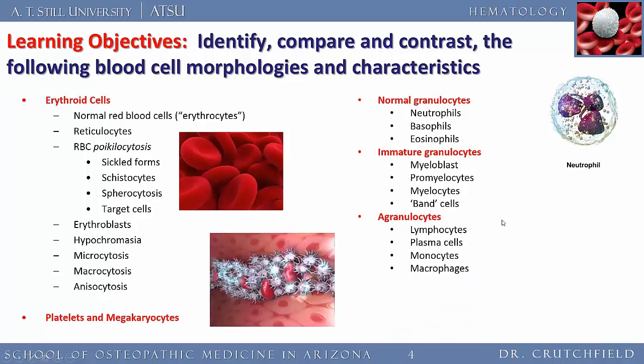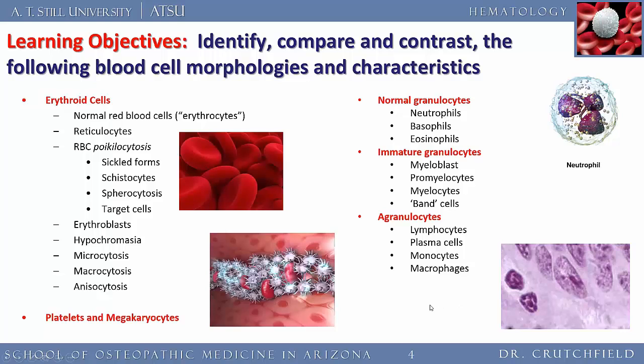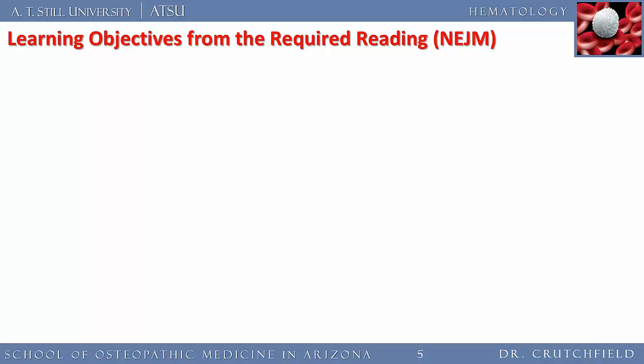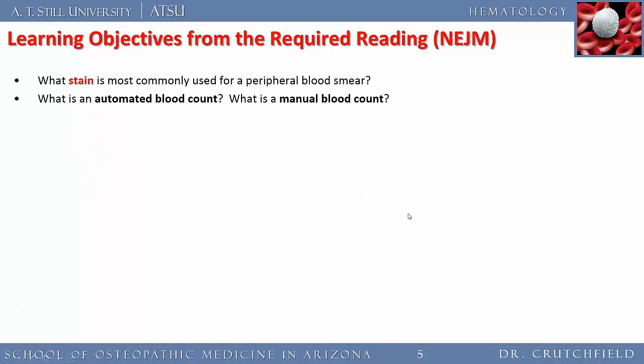And then we're going to take it down and look at some agranulocytes. As you can imagine, these are white cells that don't have granules: lymphocytes, plasma cells, monocytes, and macrophages. And so once we've gone through all of this, you'll get a better idea of what you're looking at under a microscope. So from the required reading, I also have some questions that I want you to be able to answer.